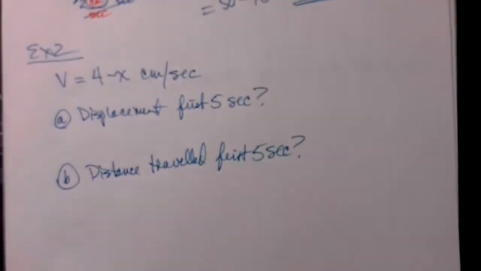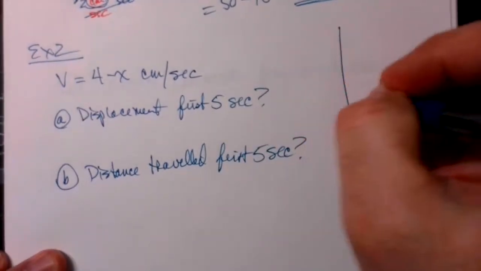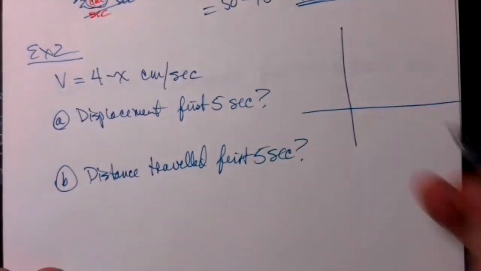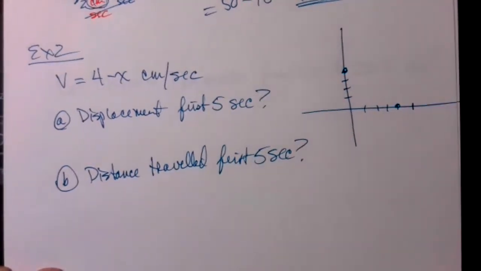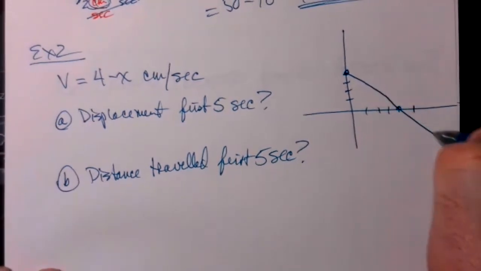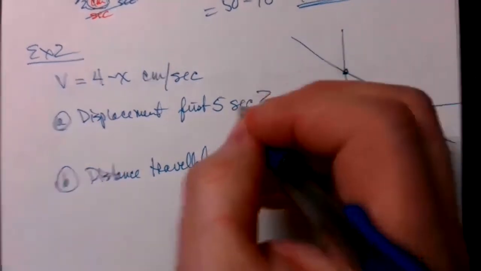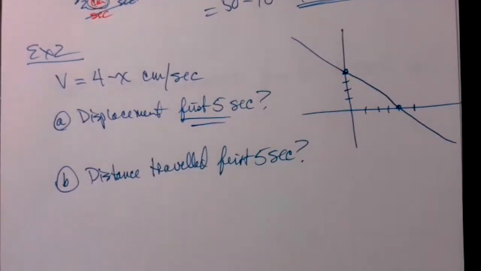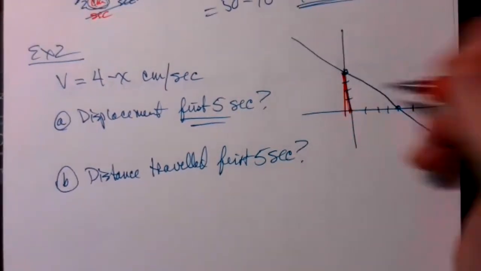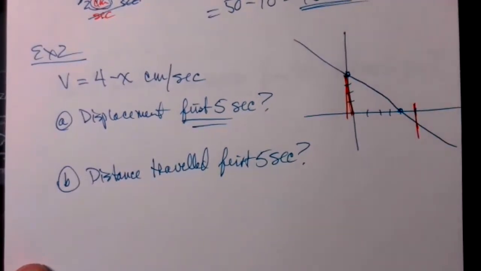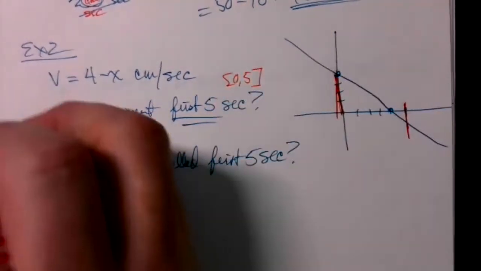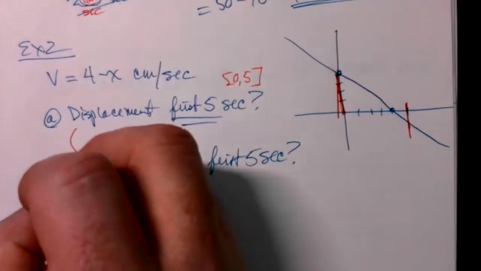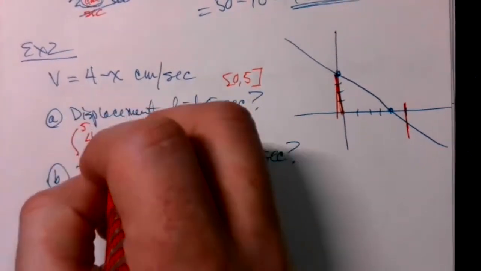Okay. All right, let's do the same thing again, only this time it's going to be just a touch more interesting. Okay, so again, I want to do the graph just to tie it all together. And it's looking something like this. And we're talking about the first 5 seconds. If it's the first 5 seconds, that's from when it starts at 0 to 5 seconds. So the first 5 seconds technically means from 0 to 5. So we're going to do the integral from 0 to 5 of 4 minus x dx.